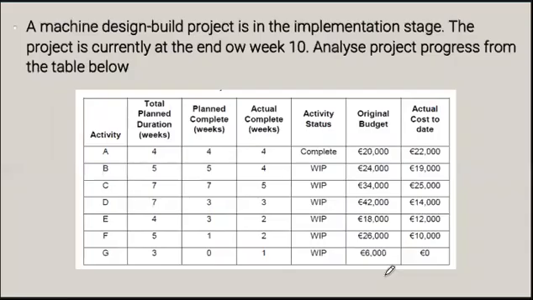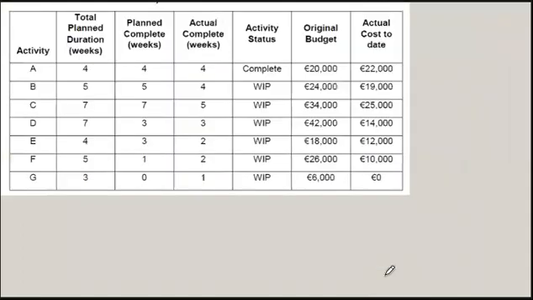Then the next, we have a machine design build project that is in the implementation stage, and we have to analyze the project from the table below to produce the earned value analysis. I'm not going to do all of this in the interest of time. When I'm doing the planned value and earned value calculations, I always add two columns. The first one is planned value, the second is earned value.